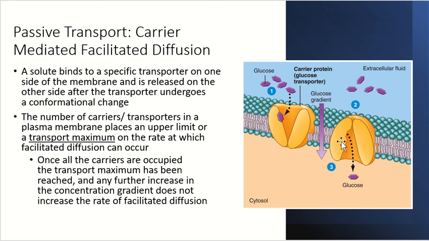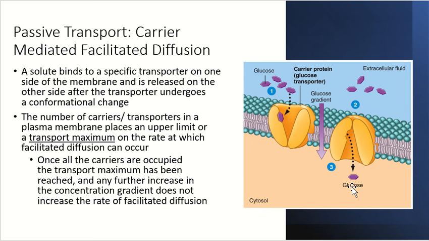So a conformational change is just basically a shape change. So we've got our glucose binding to our carrier protein, and then we have a conformational change that results in this glucose molecule being deposited on the cytosolic side of the plasma membrane. So the number of carriers or transporter proteins in a plasma membrane is going to place an upper limit, or a transport maximum, on the rate at which facilitated diffusion can occur.